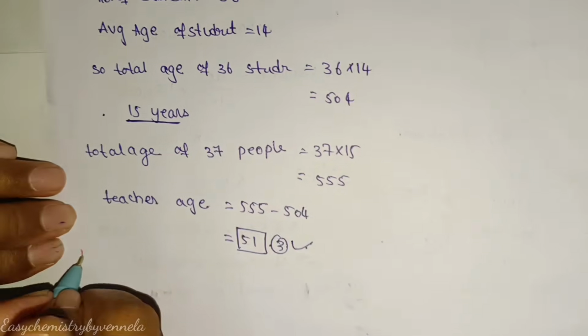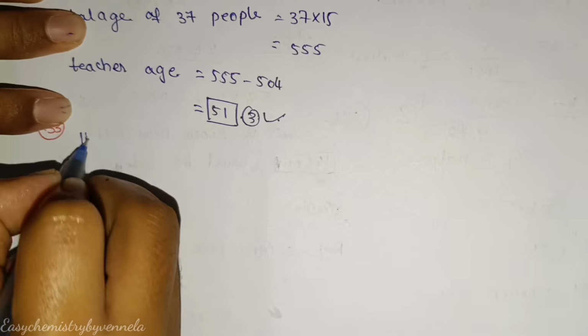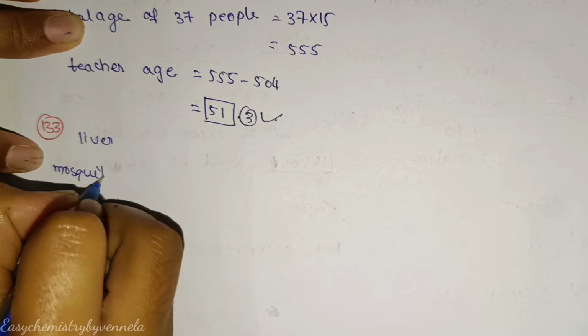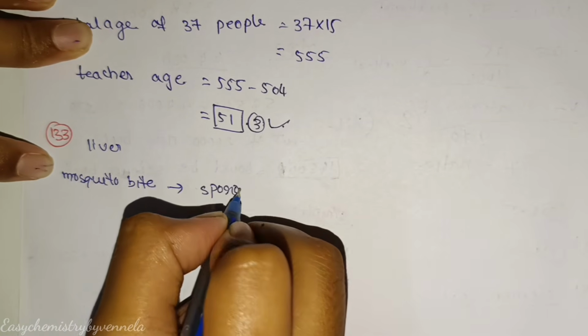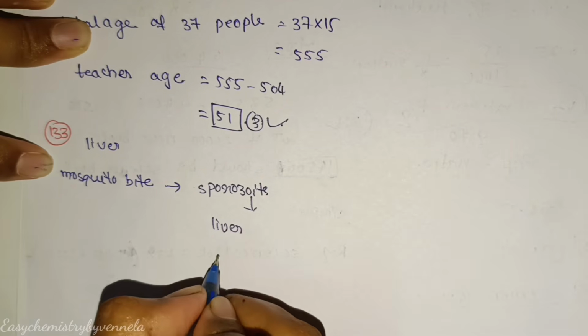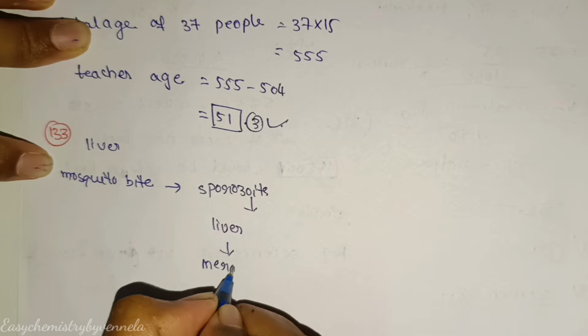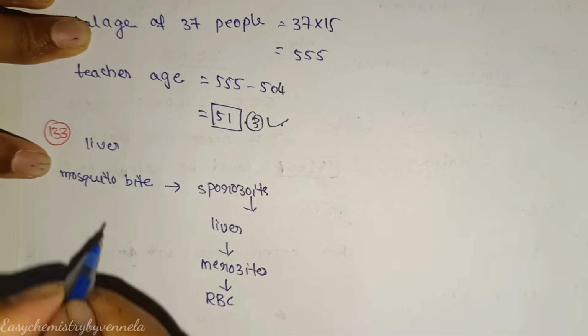Next question. After entering the human body through a mosquito bite, the malarial parasite shows initial multiplication in the spinal cord, blood, liver or spleen. Which one? That is liver. What is the sequence? Mosquito bite, it enters as a sporozoite. Next it enters the liver. After that it is merozoite. Then RBC. This is the sequence. So the correct option is liver. The third one is the correct one.